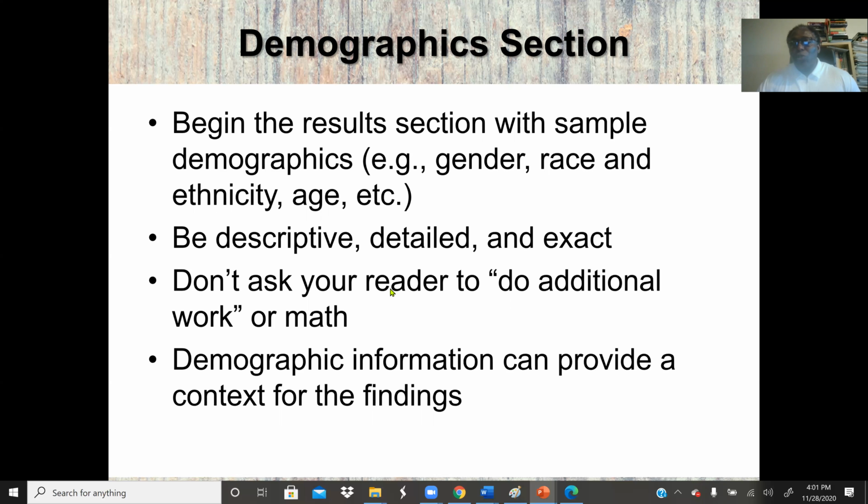Now, don't ask your reader to do additional work or mathematics. Demographic information can provide a context for the findings. I think the most important here is we shouldn't let our readers do the mathematics for us. So we have to be very descriptive about our demographic data.